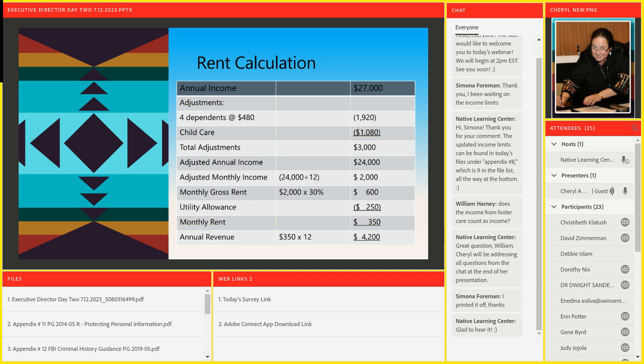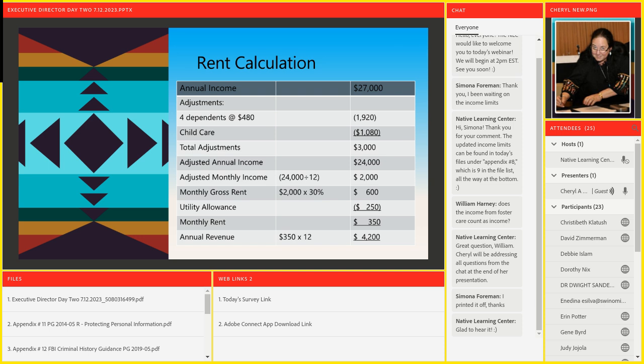So when you build something, you need to take into consideration your block grant on a yearly basis. Because once you build it, doesn't mean your expense goes away, okay? So we're going to look at a rent calculation and show you the cause and effect.